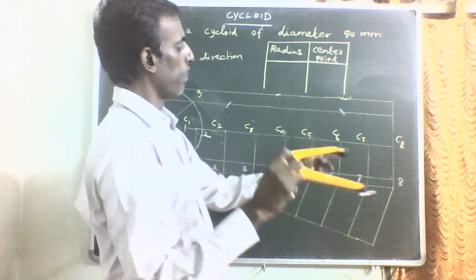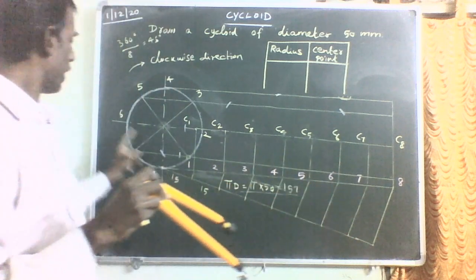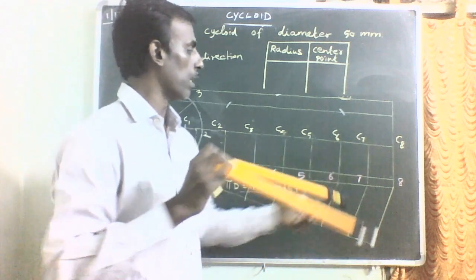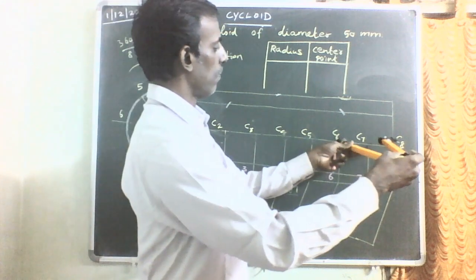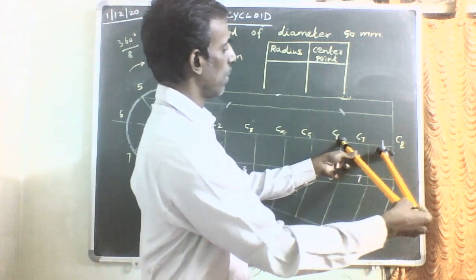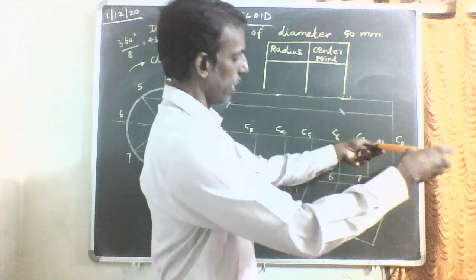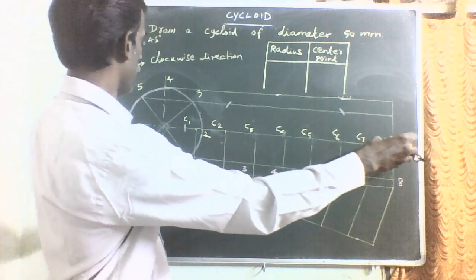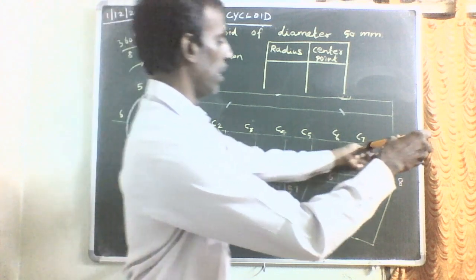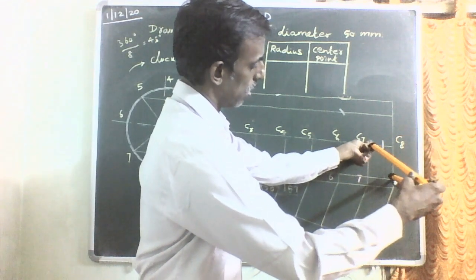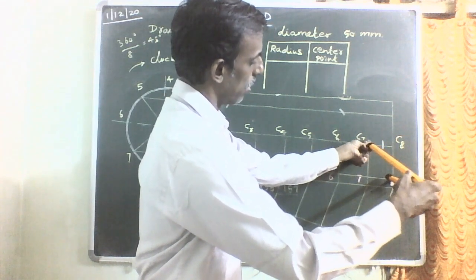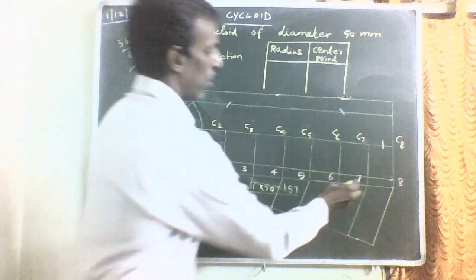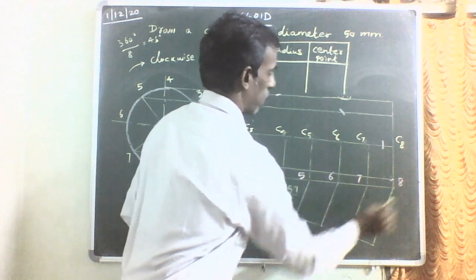Then center point will be C6. Division point 6 is available here. On this line only you have to draw the arc. Then center point will be C7. Division point 7 is available here. That is 1 and 7, both are coinciding. So on this line you just draw the arc. So the last point will be here.